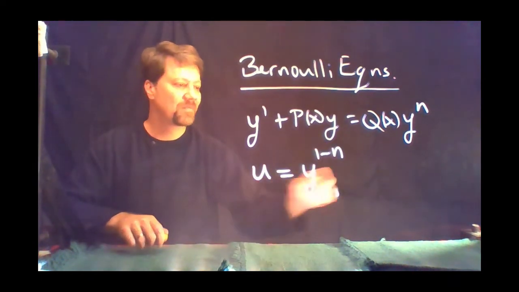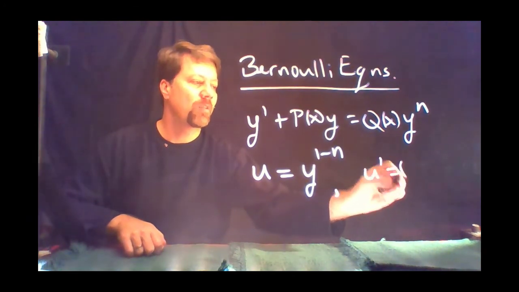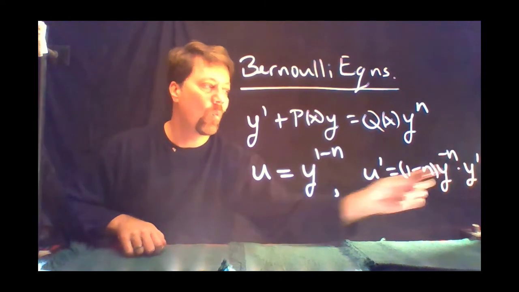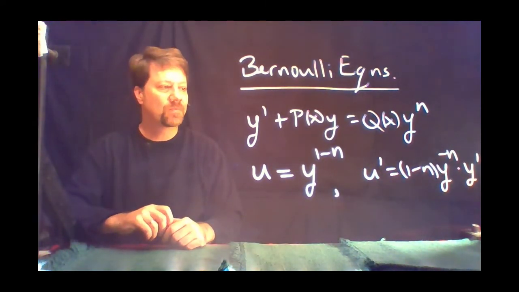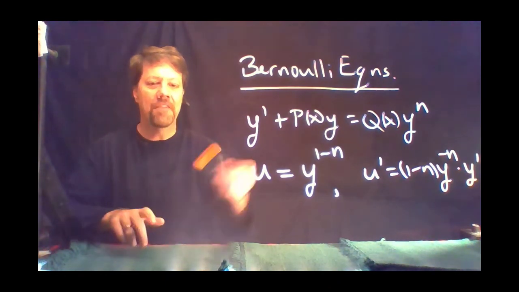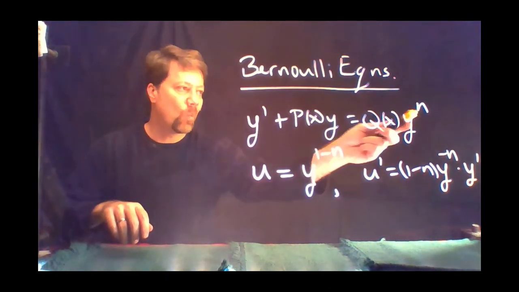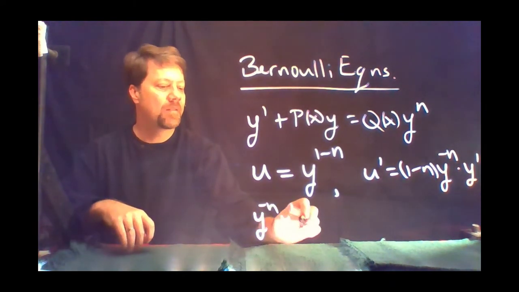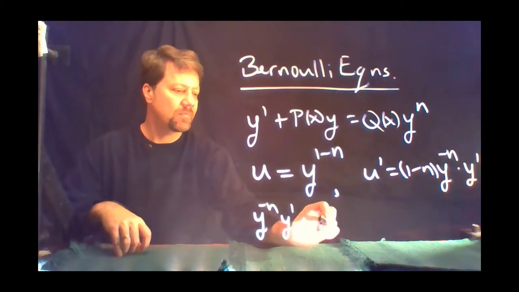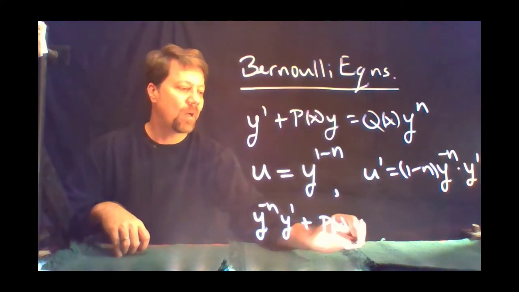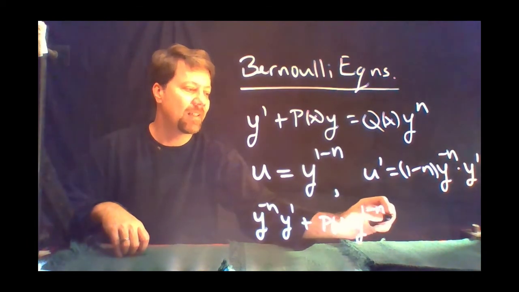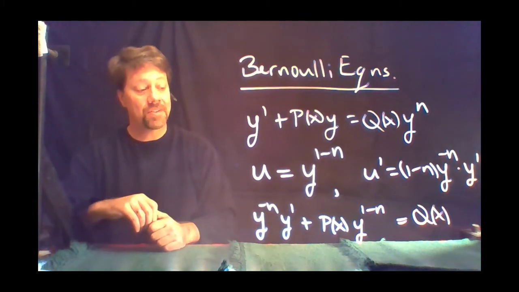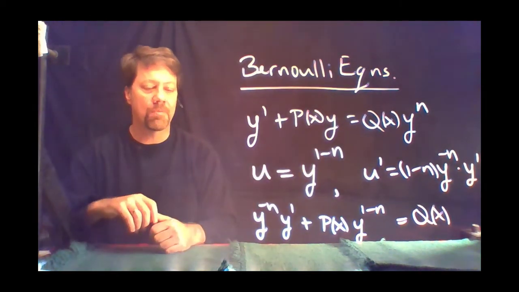Why does this help? Well, it turns out u prime will be 1 minus n y to the minus n times y prime using the chain rule. If we divide the original equation by y to the n, we'll get y to the minus n y prime plus p of x y to the 1 minus n equals q of x. And you can see certain elements of the substitution above.